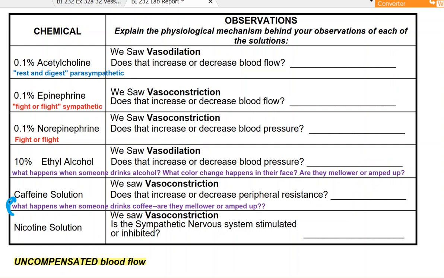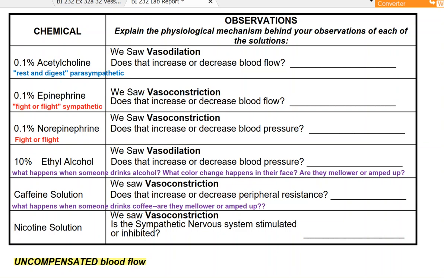Caffeine, what happens when you drink caffeine? Does it amp you? Does it mellow you? We saw vasoconstriction there. Does it mimic more the fight or flight chemicals or the rest and digest chemicals? And then nicotine, same thing. I'll let you guys think about that. That's what they're asking you there.